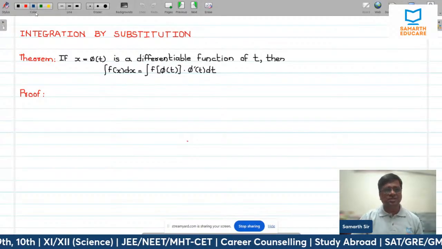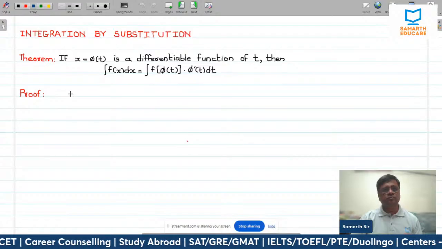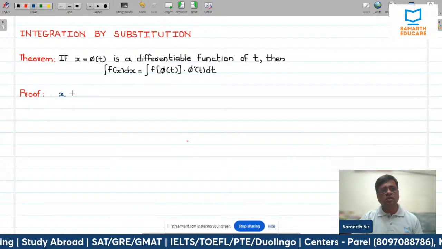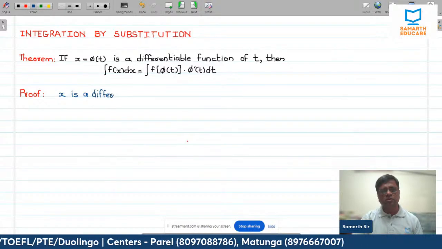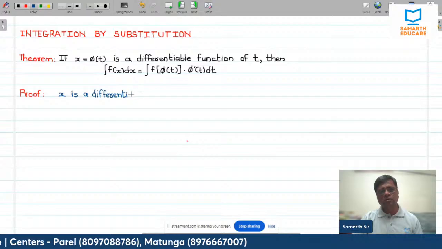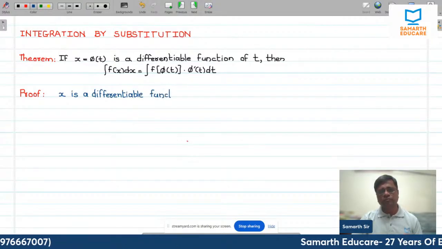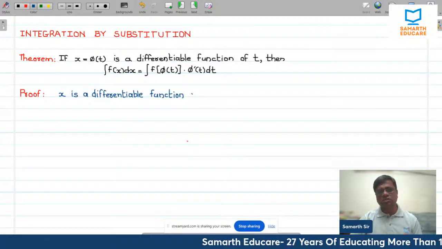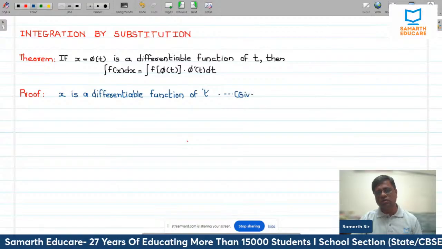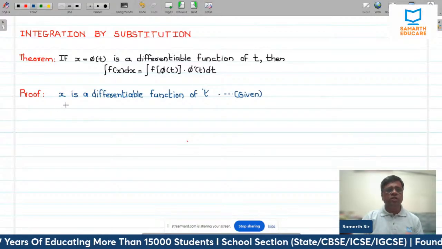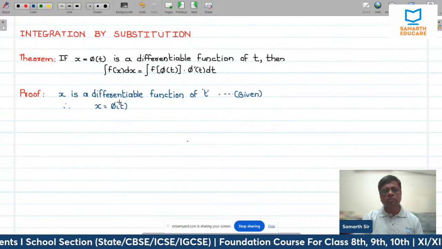Now, as the theorem itself says, x is a differentiable function of t. Okay, who says? The theorem says, right? That is given in the question, given in the theorem. All right, now the meaning of that is x is equal to phi of t.